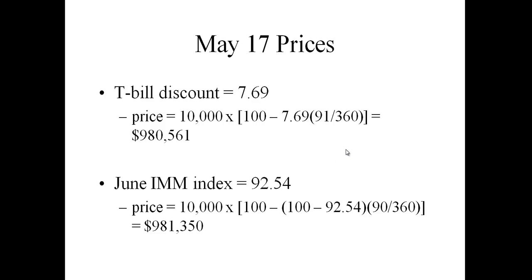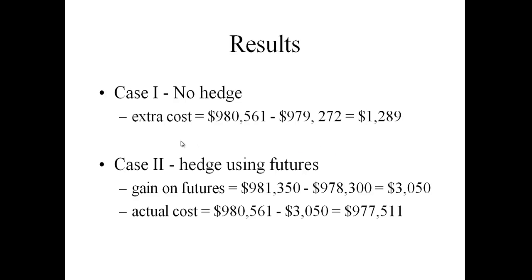Okay, so let's go to the next slide here and see what we have. If you didn't hedge, it would have cost you $980,561 to purchase these treasury bills on May 17th as compared to the price you could have gotten in February. So you would have paid $1,289 more. With the hedge, this turns out to be a really great hedge in that you actually made more money on the futures contract than the extra cost. So not only did you offset your loss, you made a little bit of extra money.